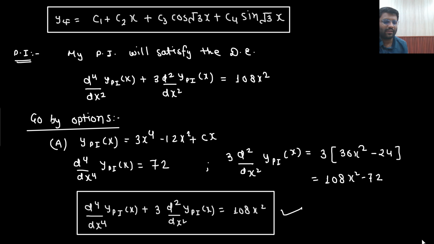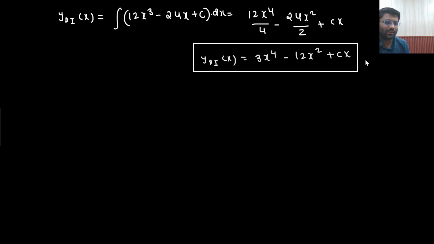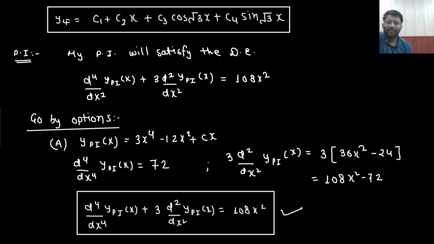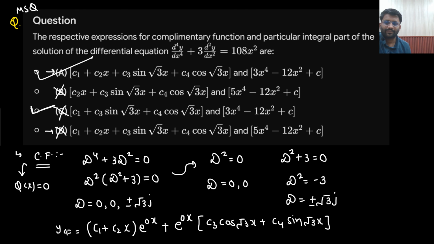Are you able to understand this point? What I mean to say is that this will also be correct. This particular integral will also be correct. And if you remove this one, then also it is correct. In place of this cx, you put a constant value, that also will be correct. So this is your particular integral. Is that clear or not? Completely clear, right? Okay, so yeah, this is the answer.